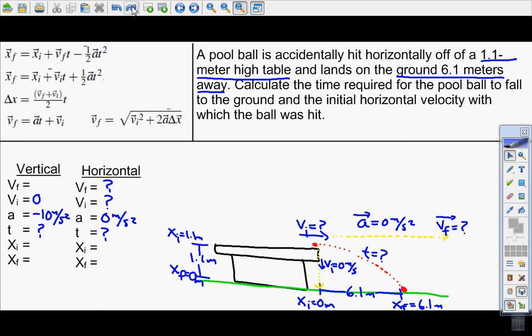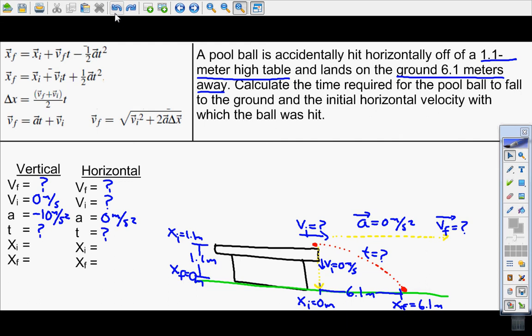I know that I have an initial velocity vertically of 0 meters per second because I didn't hit the ball down, I hit it horizontally, and things start off with a vertical 0 velocity at their highest point. And that means I probably don't know at which velocity it hit the ground downwards. So what if I had just dropped the ball off of the pool table? What velocity did it hit the ground with? I don't know. That's my final vertical velocity.